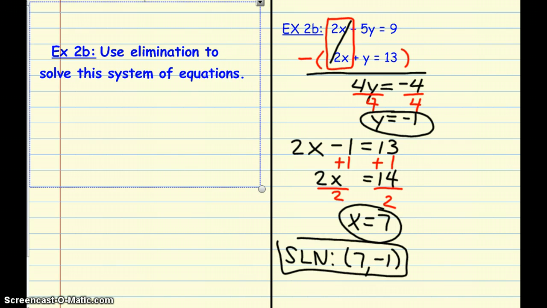So not only do you have examples from yesterday, you have 4 additional examples from today. And then you are going to get a worksheet that continues to work on solving systems of equations by elimination.